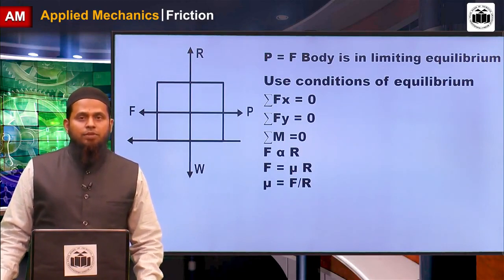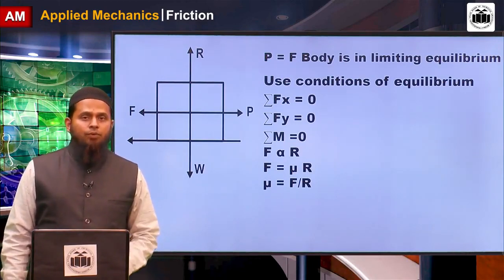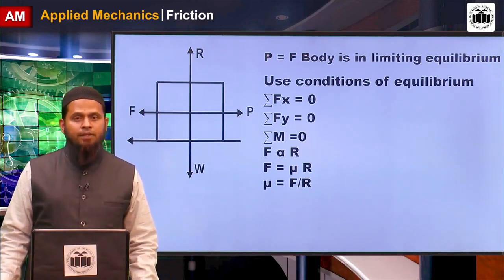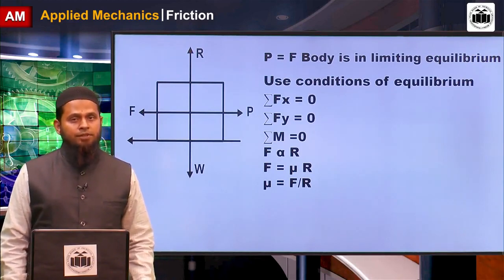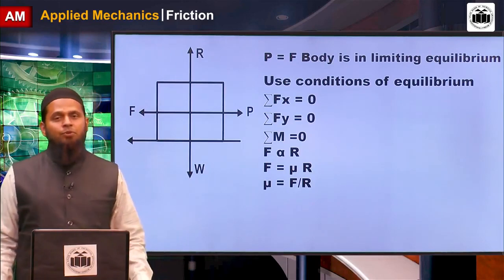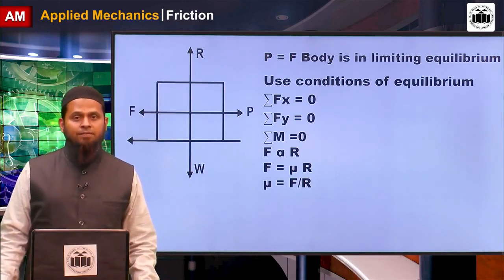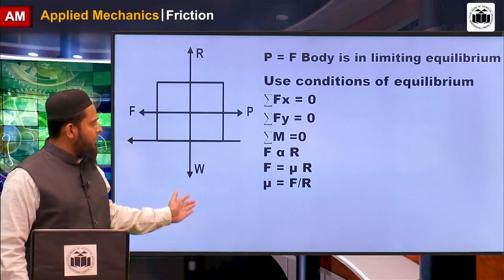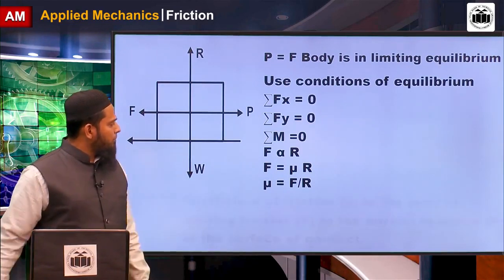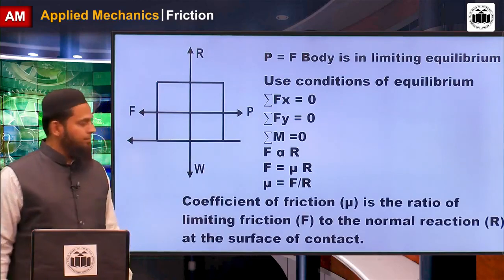Also, we have seen that frictional force is directly proportional to normal reaction. If I equate the frictional force to the normal reaction, mu comes into the picture. Now what is mu? Mu is the coefficient of friction. Coefficient of friction is nothing but frictional force upon normal reaction.